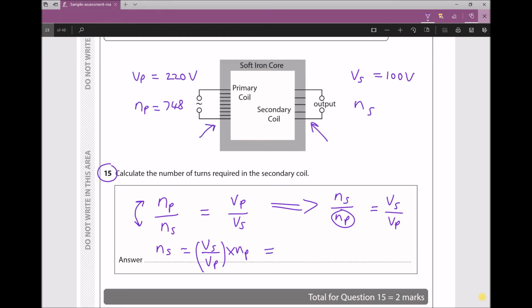So now it's simply a case of substituting in our numbers. We have VS, the secondary voltage, is 100. We have VP, the primary voltage, which is 220. And we have the number of turns on our primary coil, which is 748. Now multiplying that through gives us an answer of 340 turns.